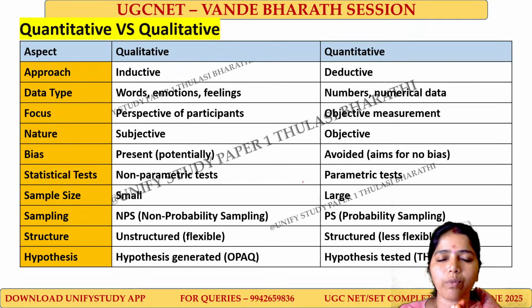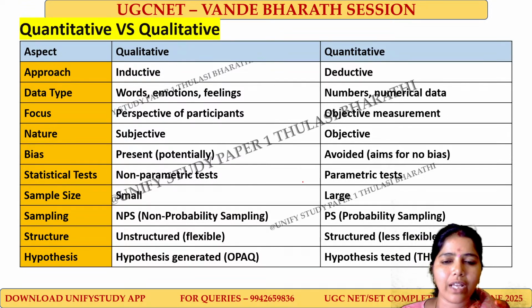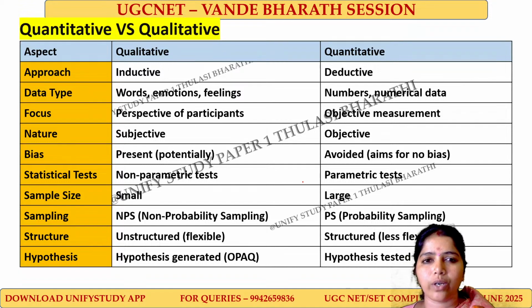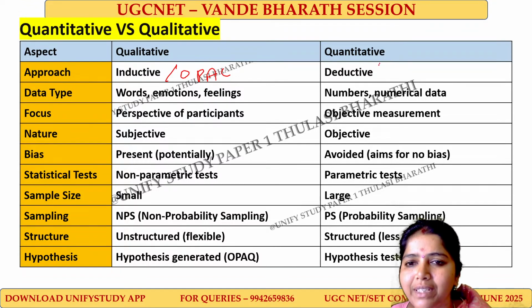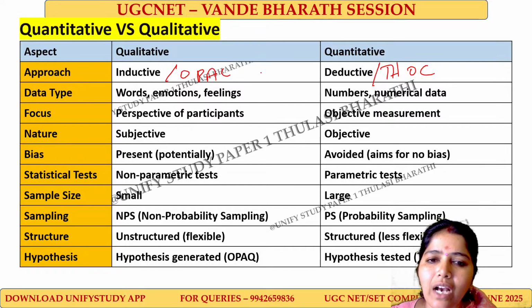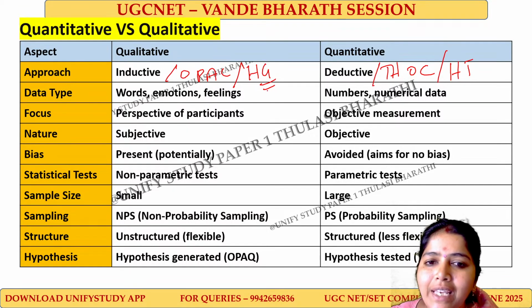Qualitative talks about quality, quantitative talks about numbers. So here it is inductive in nature, here it is deductive in nature. Inductive is where we observe, find a pattern, analyze, confirm. Deductive means theory, hypothesis, observe and confirm. Here hypothesis generation will be done, here hypothesis testing will be done. Here we work on words, here we work on numbers.